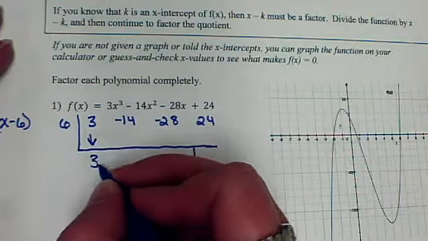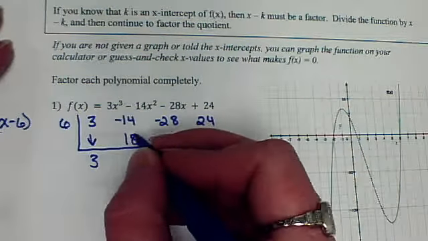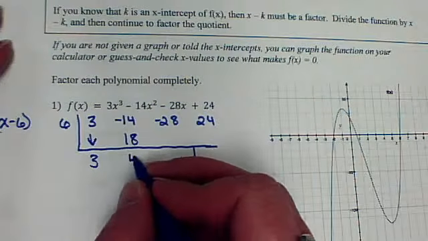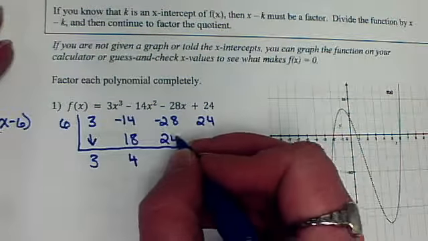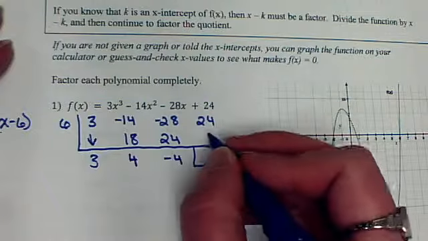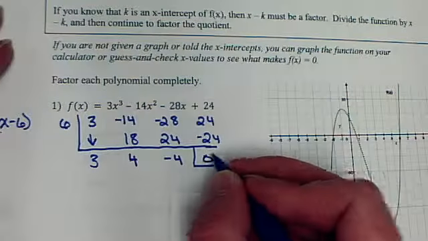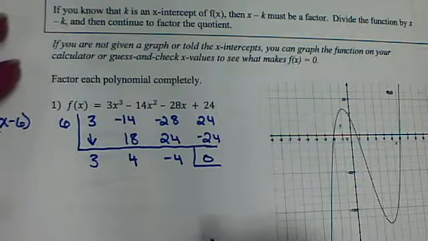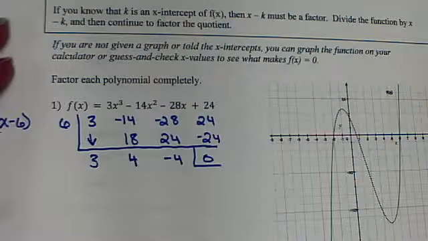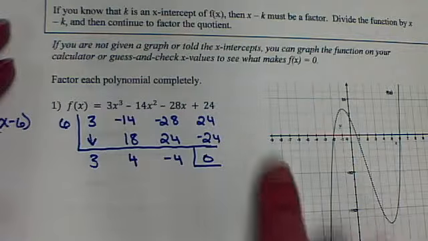Bring down the first term. 3 times 6 is 18. Negative 14 plus 18 is 4. 4 times 6 is 24. That'd be a negative 4, negative 24, and 0. Now what's nice is, remember how we talked about almost like a factor tree? I can divide again if I happen to know any other factors.